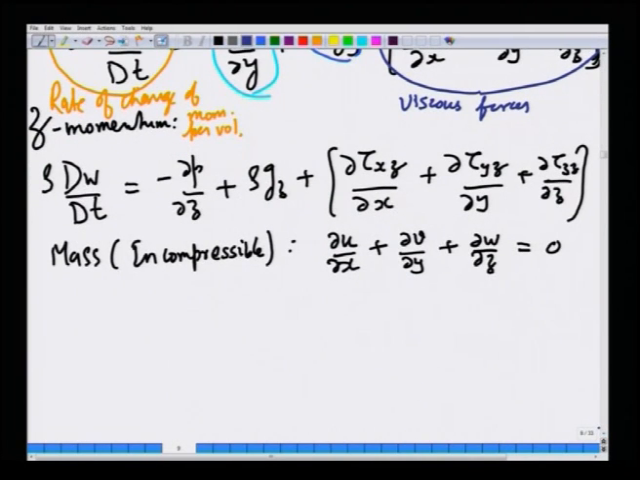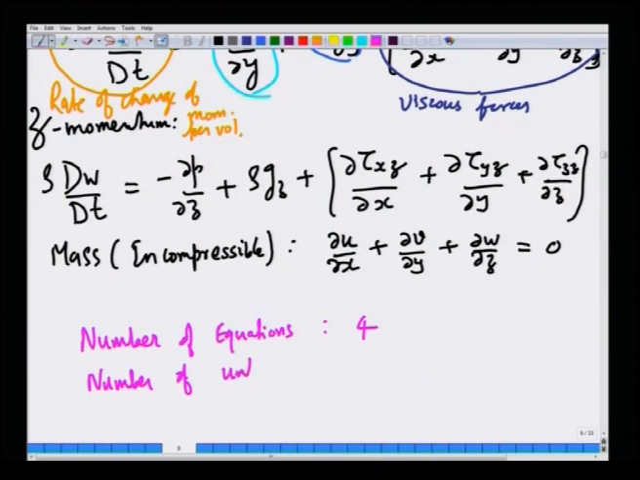Now, in order to be able to solve these four equations, we commented in the last lecture that the number of equations is 4, while the number of unknowns is far too many. It is essentially 3 plus 1: 3 components of velocity plus 1 component of pressure, plus 6 components of the stress tensor, because the stress tensor is symmetric. So, you have about 10 unknowns, but we do not have as many equations.